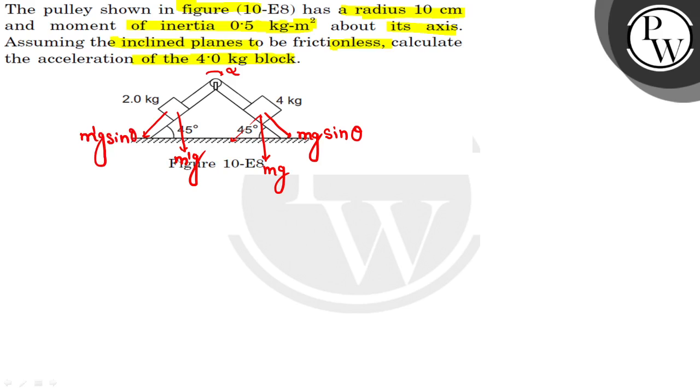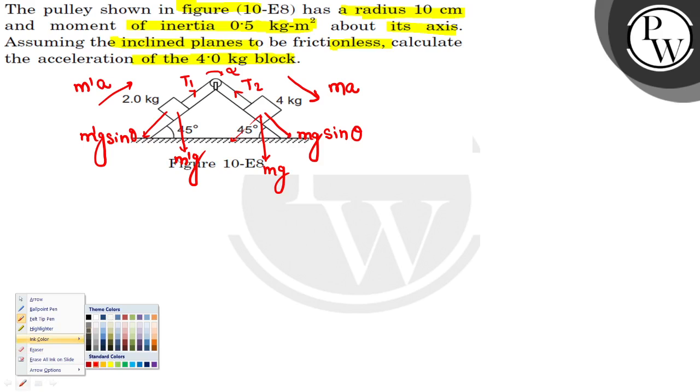Let's say the tension on the 2 kg block is T1 and on the 4 kg block is T2. तो यहाँ पे अगर पूरा सिस्टम हमारा clockwise direction मूव कर रहा है, so we can say that 4 kg वाला ब्लॉक हमारा यहाँ पे मूव कर रहा होगा m into a से, और यहाँ पे 2 kg वाला ब्लॉक हमारे पास m dash into a से ऊपर को जा रहा होगा. So this is going to be the free body diagram for this question.